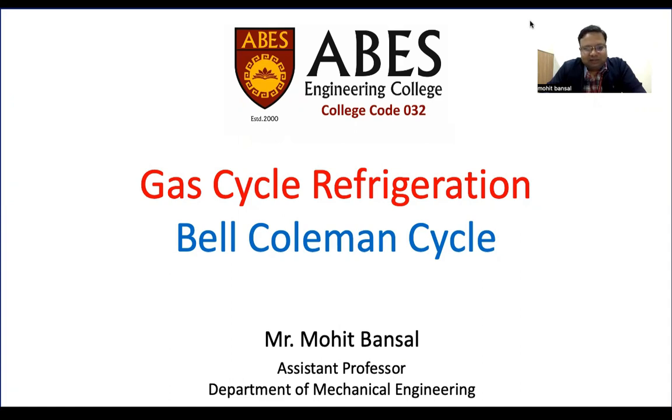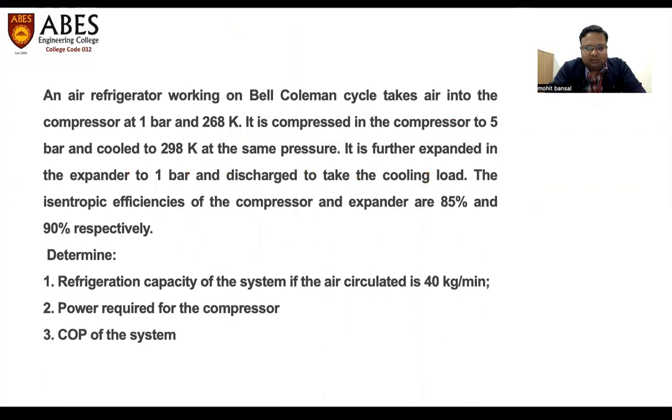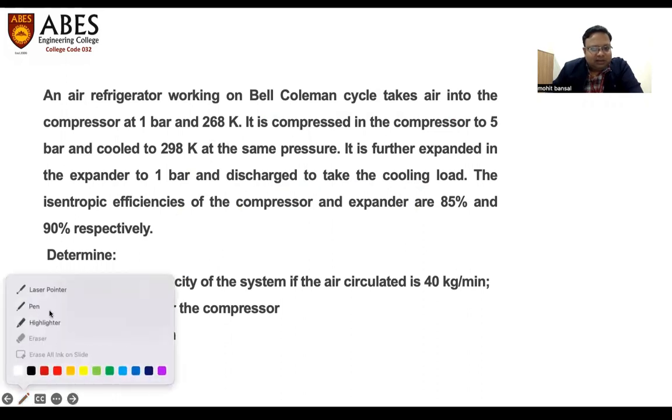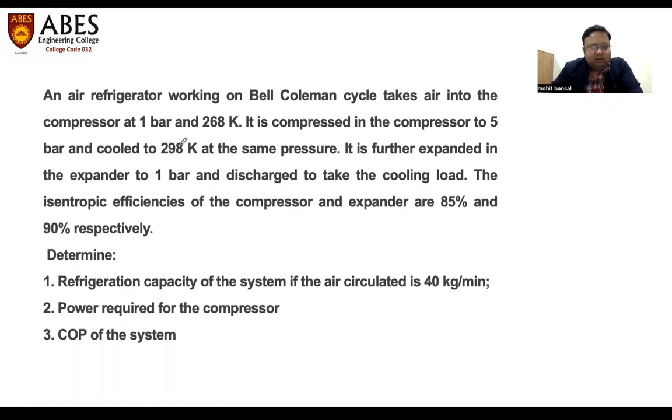And the very first cycle which comes in the gas cycle refrigeration is the Bell-Coleman cycle. To know the Bell-Coleman cycle in depth, we will start with a numerical problem. It says an air refrigerator working on Bell-Coleman cycle takes air into the compressor at 1 bar and 268 Kelvin. So these are the input parameters for the compressor.